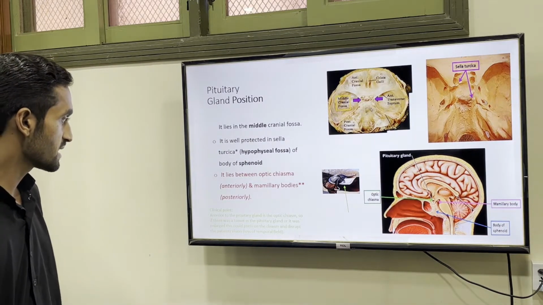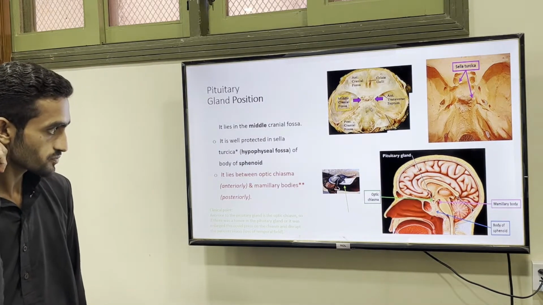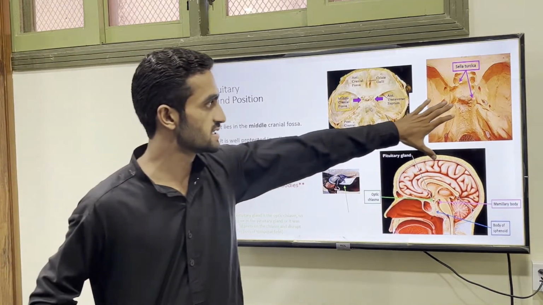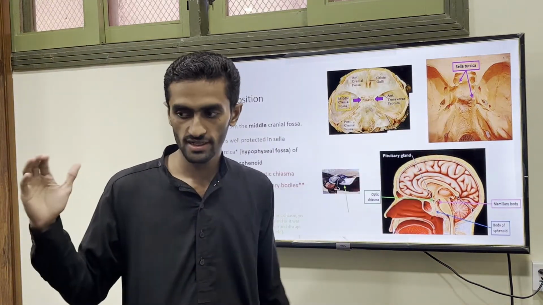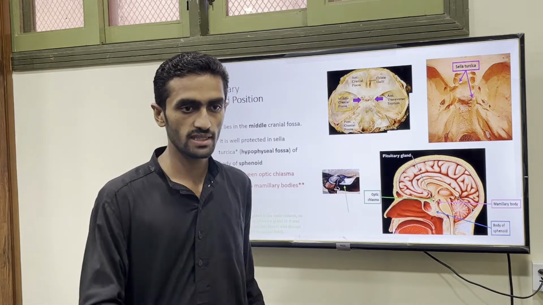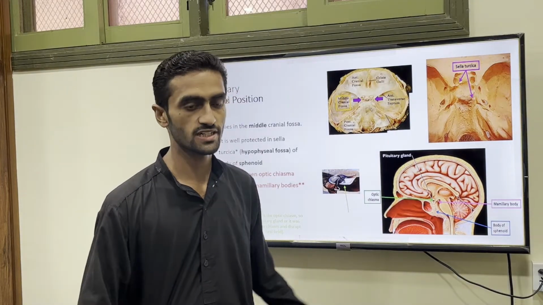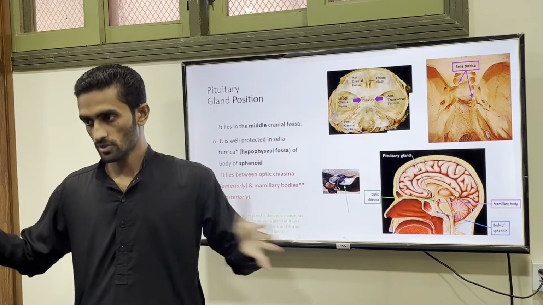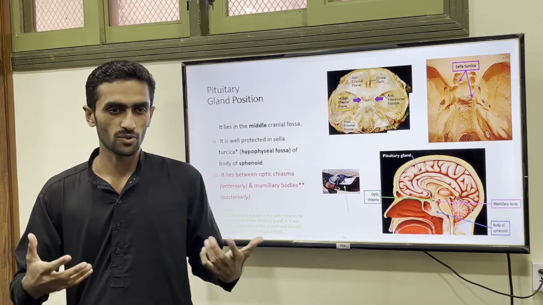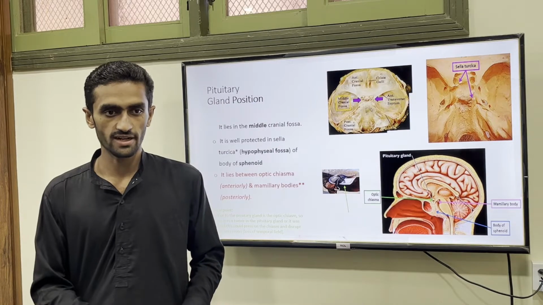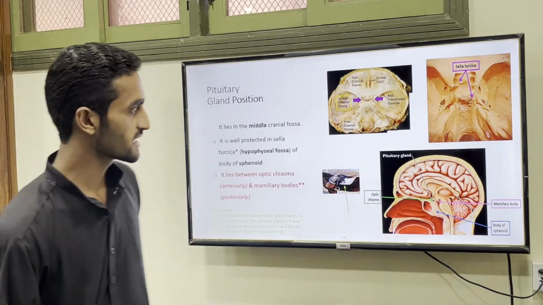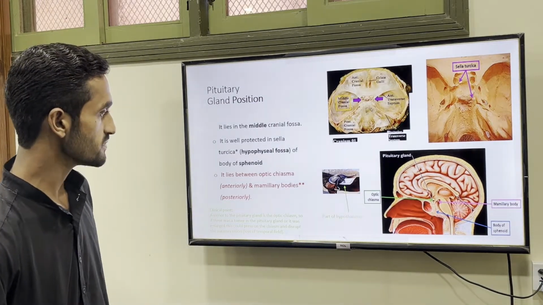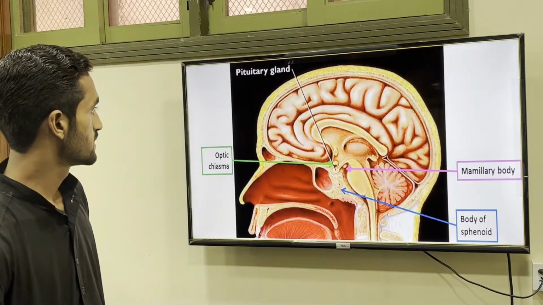The clinical point is that this part is associated with your cavernous sinus, where different nerves are present. So if there is a tumor in the pituitary, it may affect the contents of your cavernous sinus. So we need to look at the cavernous sinus.